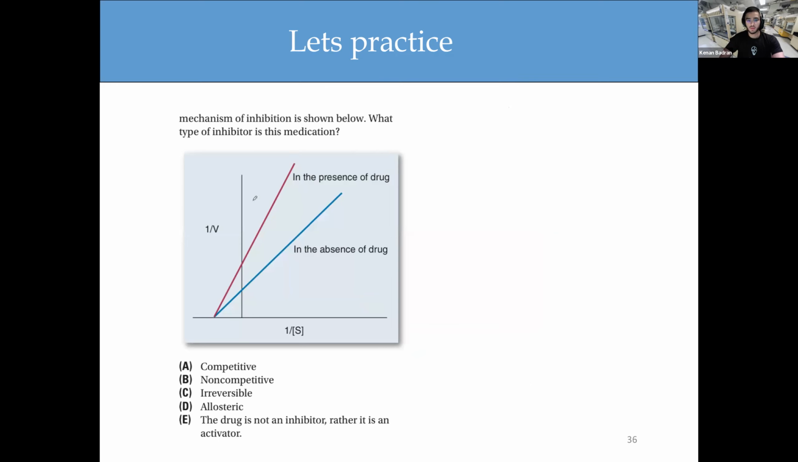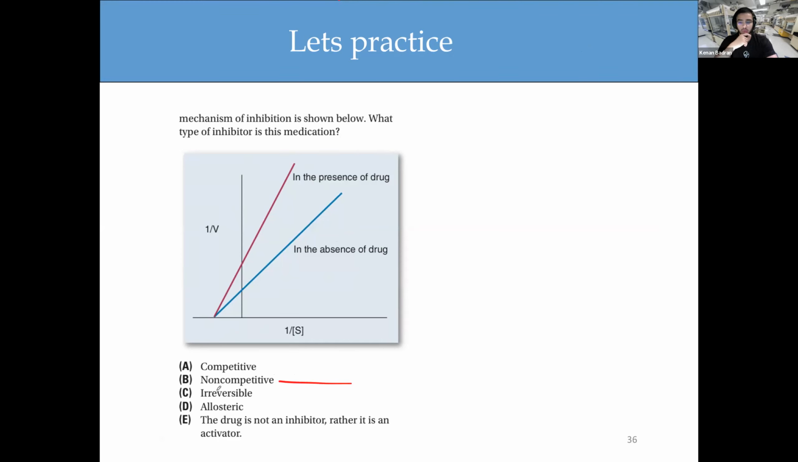Yalla, the next one. Can you answer this one? What is the mechanism shown of the medication? Of course, tell me what's the first thing that is wrong. Who wants to answer? B. Non-competitive. Okay, I will show you why it is B.